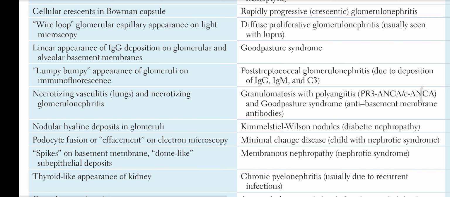Diffuse proliferative glomerulonephritis, usually seen with lupus. Wire loop glomerular capillary appearance on light microscope, seen in diffuse proliferative glomerulonephritis.